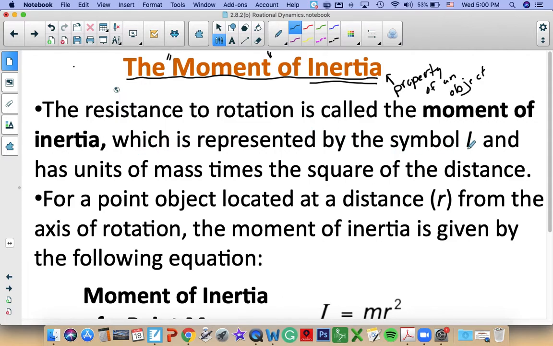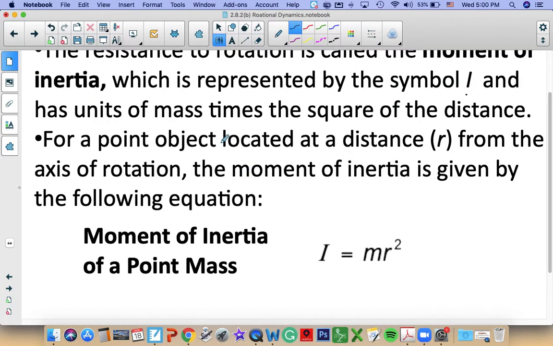It's called the moment of inertia. It's represented by the symbol I. It's a capital I, and has the units of mass times the square of the distance. Okay, so we'll scroll down here. For a point object located at a distance r from the axis of rotation, the moment of inertia is given by the following equation. So we have mass and radius squared.